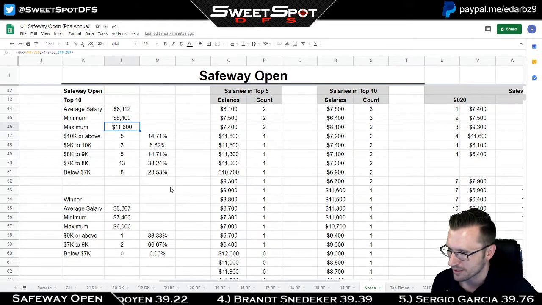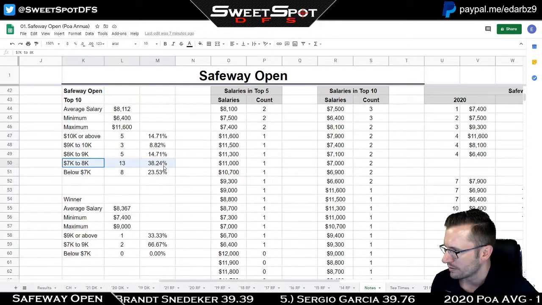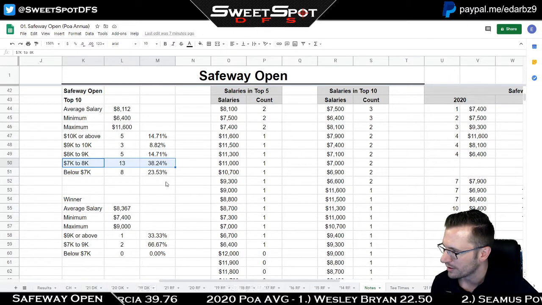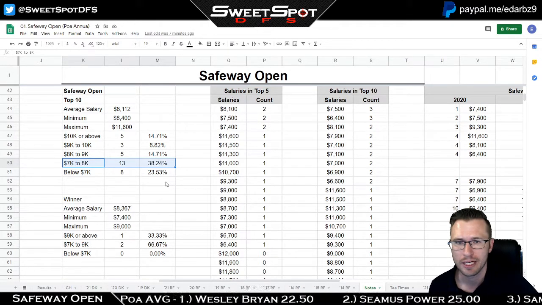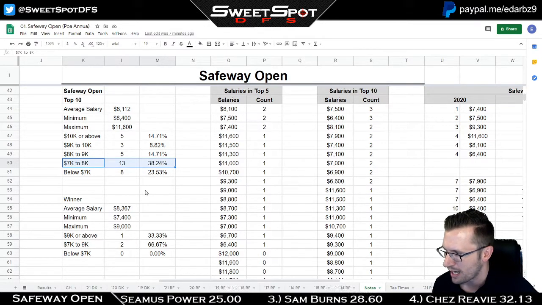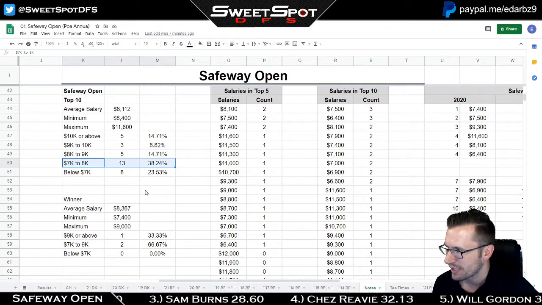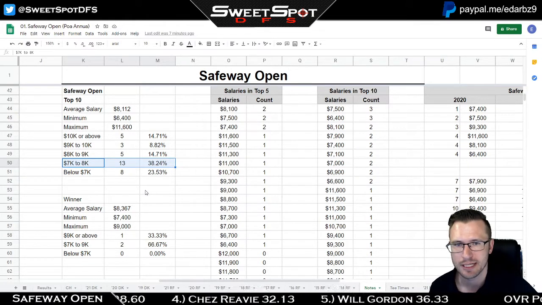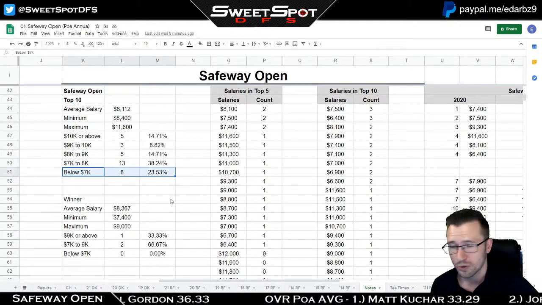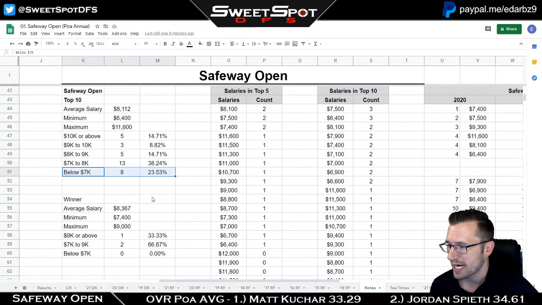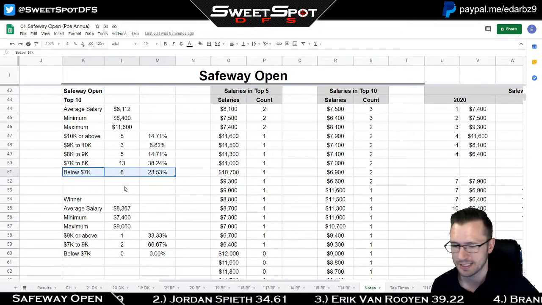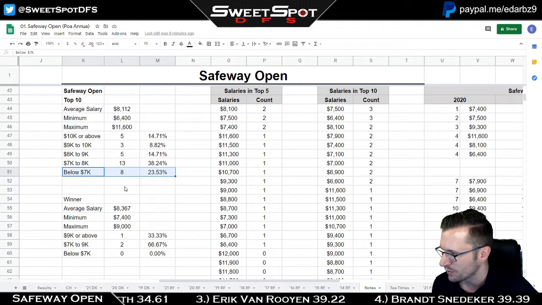In all honesty, your top, wow, why can I not think of the word? I guess I'll just call it your top rated salary range is 7K to 8K. I think that comes with no surprise. 38% of the top 10 golfers fell inside that 7 to 8K range. Our next one would actually be below 7K. This would be a prime time to grab golfers who are last year bucket ones within that salary. So definitely take that into account.